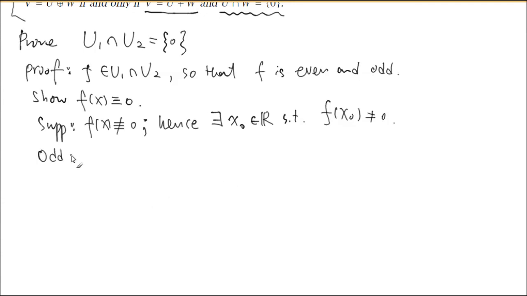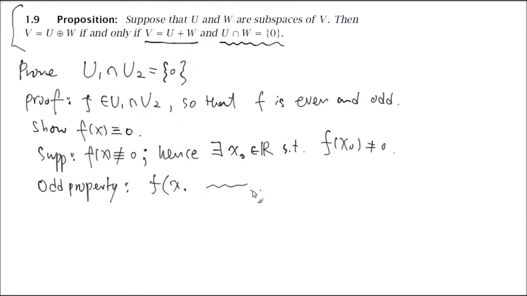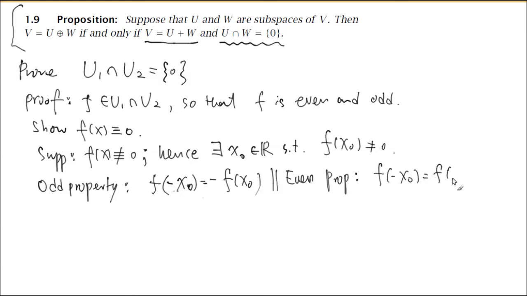The odd property. Somebody come up with a statement using the odd property. f of x0 is non-zero. So think of a statement. f of negative x0 is, right? Suppose negative f of x0. What about the even property? f of negative x0 is f of x0. That's the even and odd property.